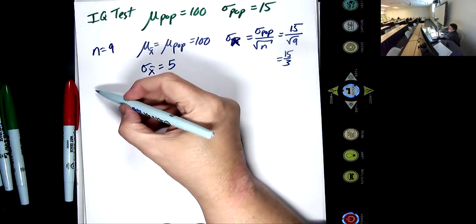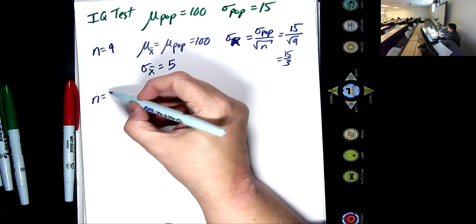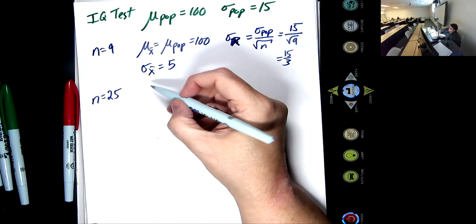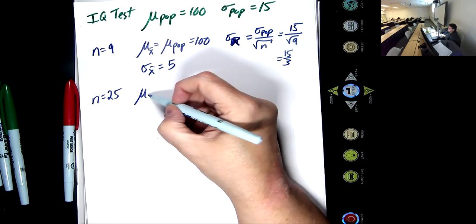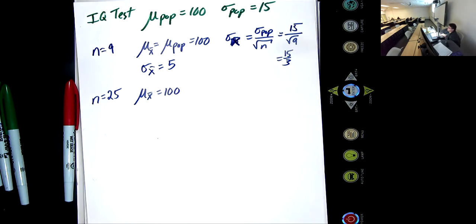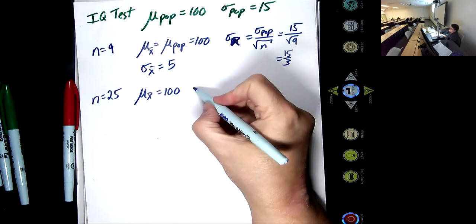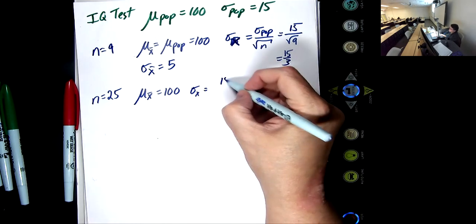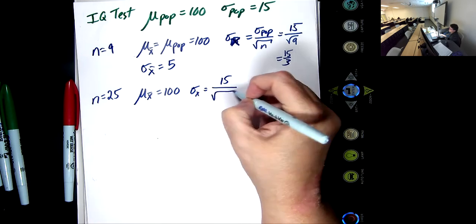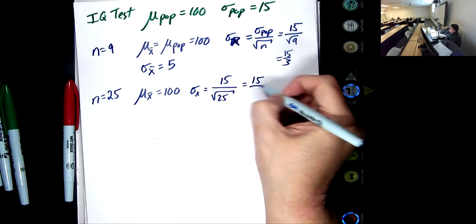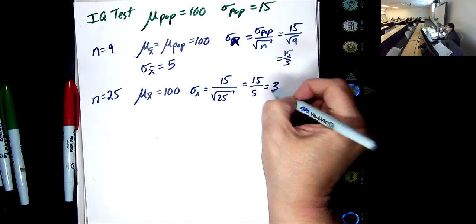If I do a bigger one, let's say n equals 25, I've got more sample groups. Mu of x bar is still the population mean, 100. The standard deviation is the standard deviation of the population, which was 15, divided by the square root of n, which is 5, so 3.